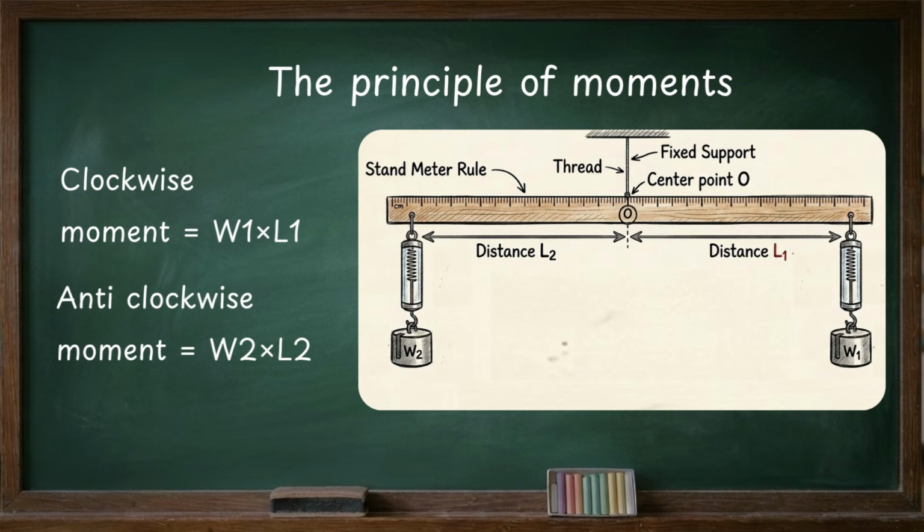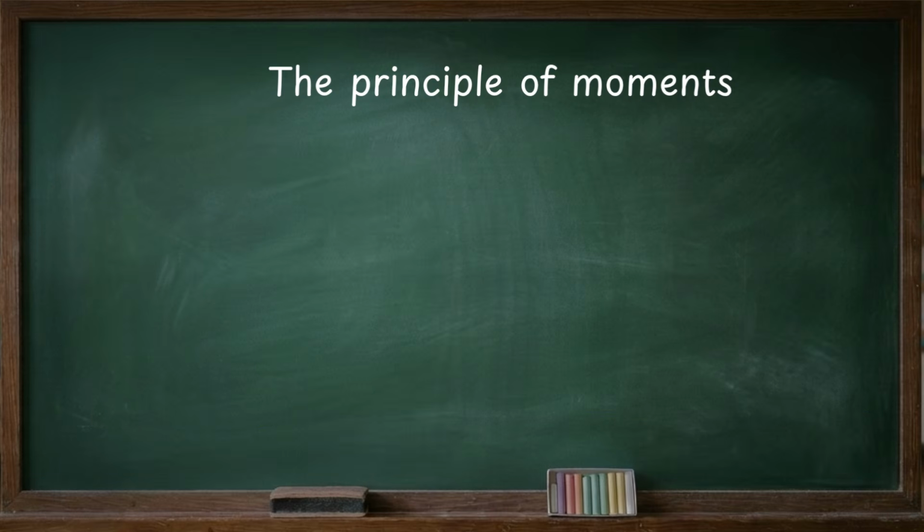By adjusting the positions of these weights or changing the weights themselves, we can make the meter rule sit perfectly horizontal and balanced. In this state of equilibrium, if you measure the values, it is always found that W1 times L1 exactly equals W2 times L2. In plain English, the clockwise moment perfectly equals the anti-clockwise moment. This simple, elegant experiment completely verifies the principle of moments. With that, we have reached the end of the chapter.